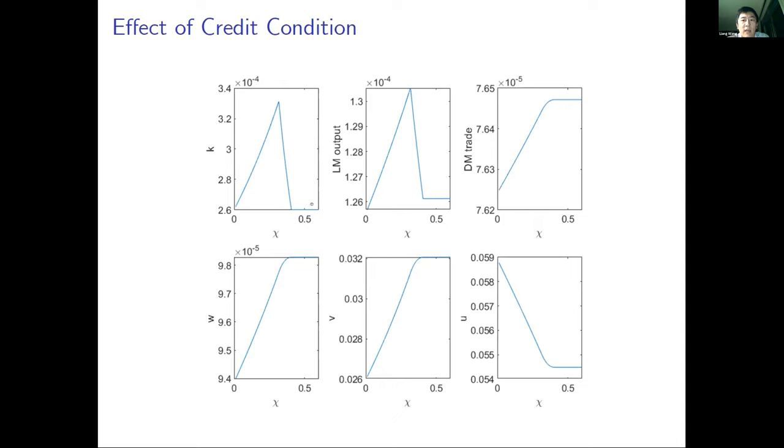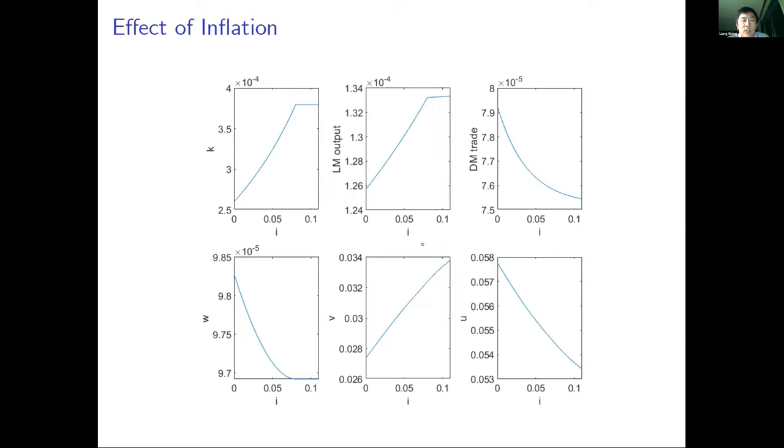Now this picture shows the change of the equilibrium allocations when I vary the inflation rate, or nominal interest rate, from 0 to a little bit higher than 10%. What we see here is that as you increase the cost of holding liquidity, capital investment goes up, and the labor market output, the total output of the economy, also goes up. At the same time, trade in the decentralized market, because it is constrained by the liquidity holdings of consumers, goes down as the cost of liquidity goes up.